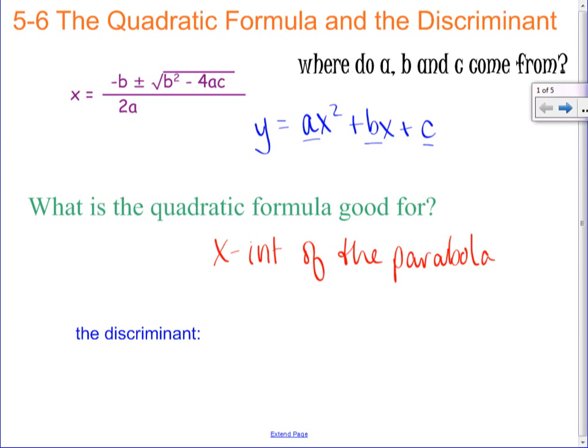This one always works. Okay, the discriminant. The discriminant is what is underneath the root. So it's b squared minus 4ac. Now, whatever number you get for that part of it will tell you what kind of roots you have. And we're going to go through examples of that.